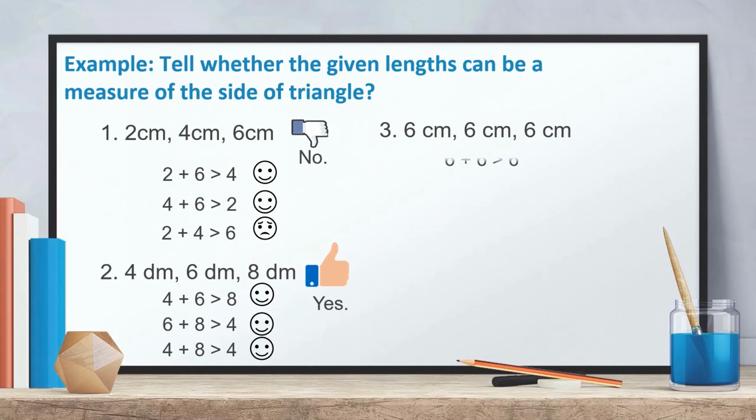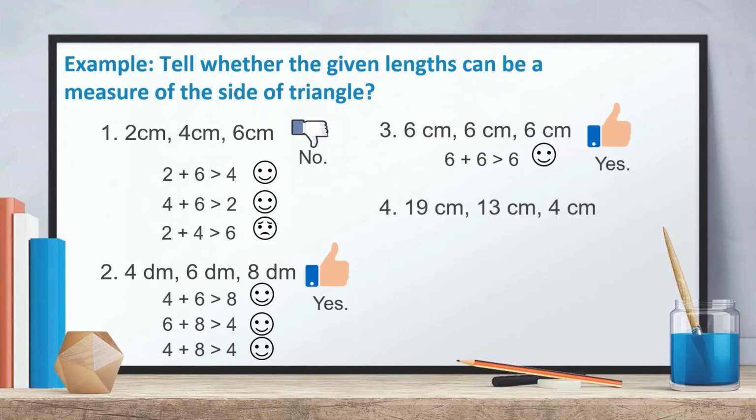And for number 3, if we have 6 centimeters on all sides, we have 6 plus 6 is greater than 6. So 12 is always greater than 6. So the statement is true. So we can say that this will form a triangle.